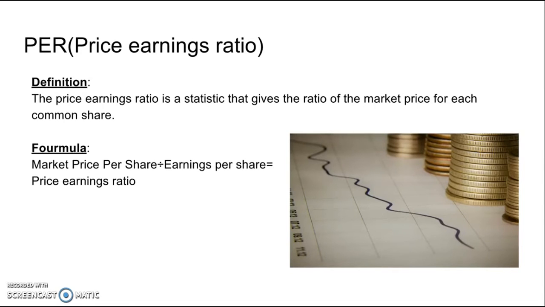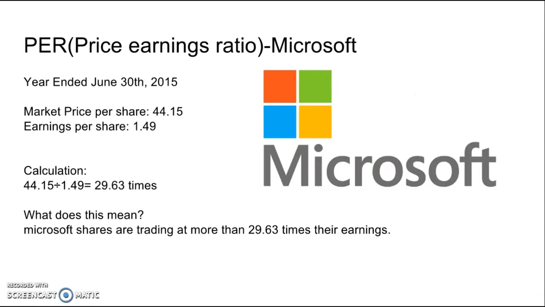For private companies, the ratio is not relevant because private companies will not have a readily available market price per share. If we were to calculate the price earnings ratio for Microsoft, it would be 29.63 times. This indicates that Microsoft shares are trading at more than 29.63 times their earnings.